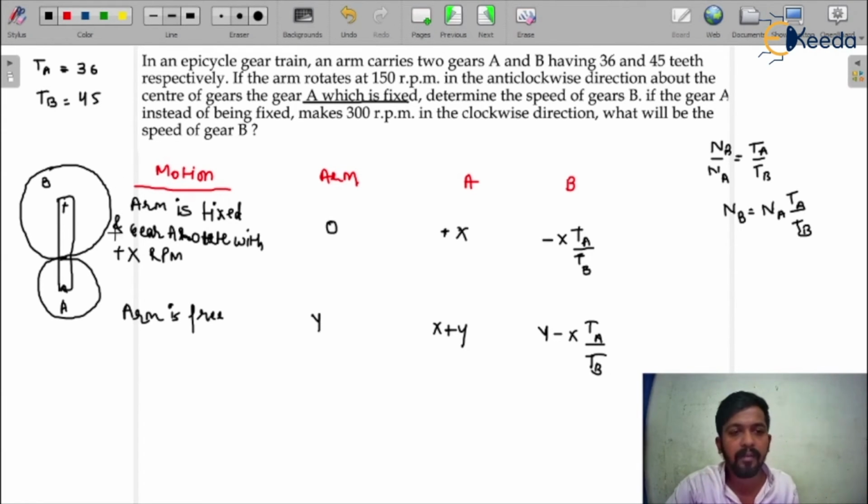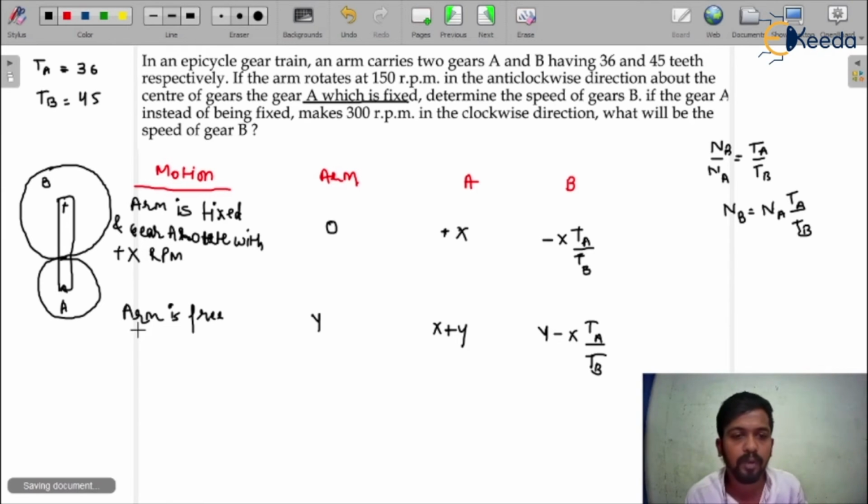This is our general table. We have drawn a lot of tables in every question. We need to draw the table in every question. So in order to solve the questions very fast and in a very accurate manner, you need to draw the table like that. I'm assuming that the arm is in rotation with y rpm in clockwise direction.